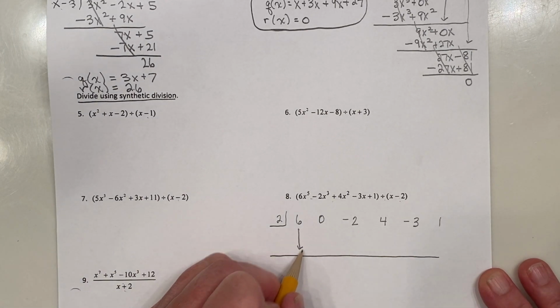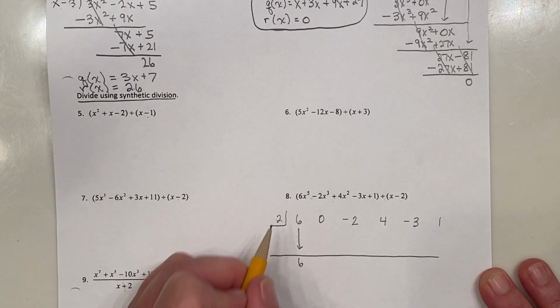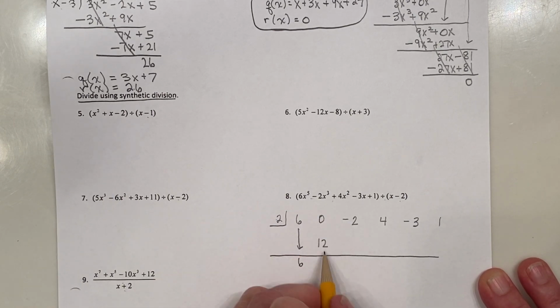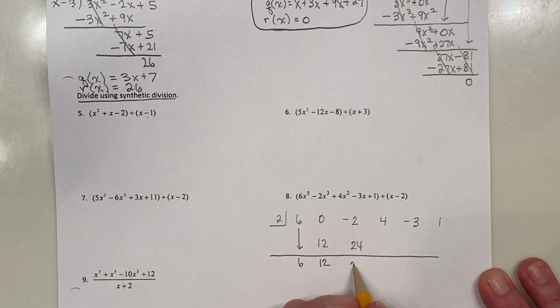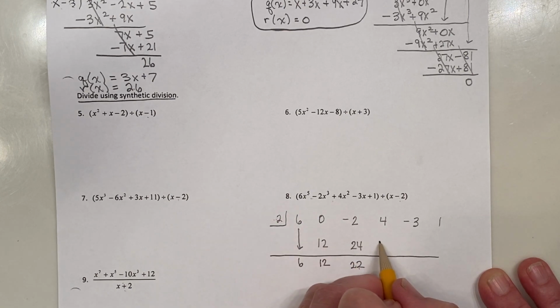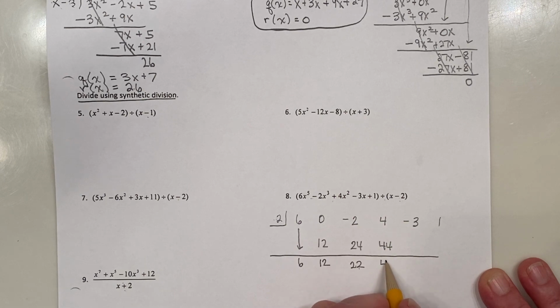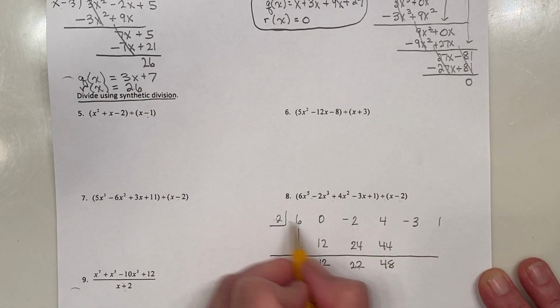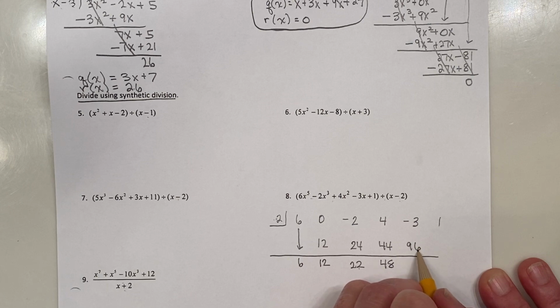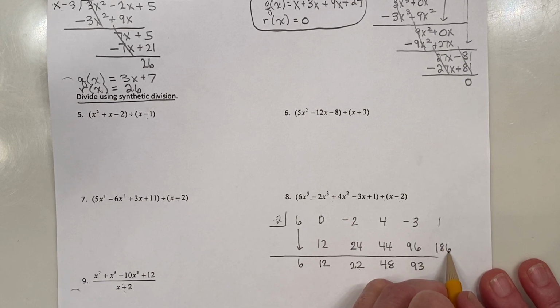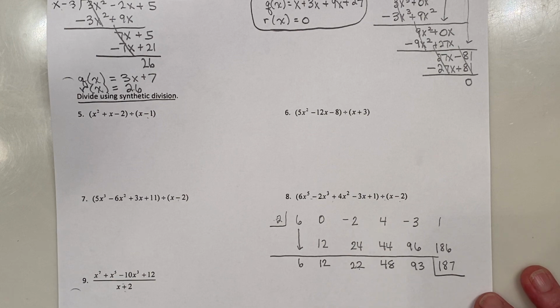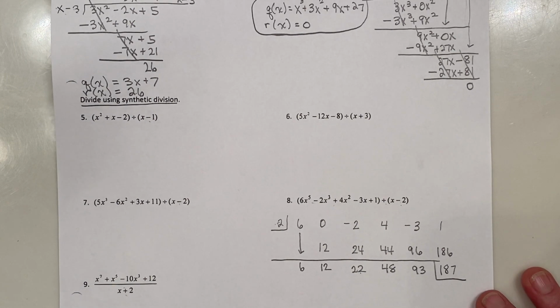Bring down the 6. Then start the multiplication. It's 12, add down. 12 times 2 is 24. Add down is 22. That product is 44. That becomes 48. 48 times 2 is 96. This becomes 93. I think 93 times 2 is 186. And so I get 187. So this last number, remember, is your remainder.